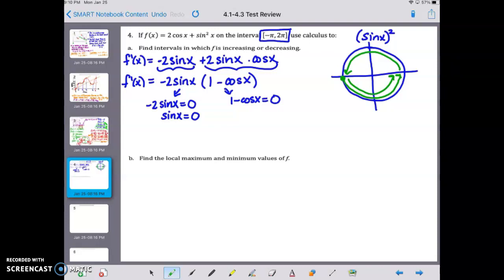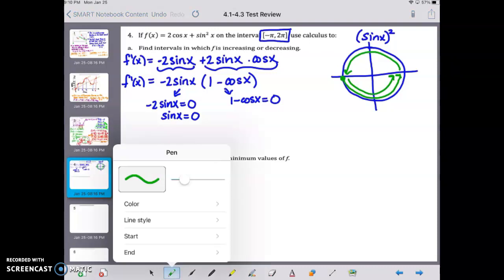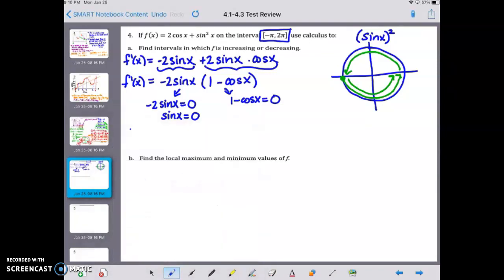So in that window, all of the locations where sine of x is equal to 0 are going to be at, so let's write this down, critical values are going to be at x equals negative pi, 0, positive pi, and 2 pi, because sine is 0 here and here on the unit circle, right?